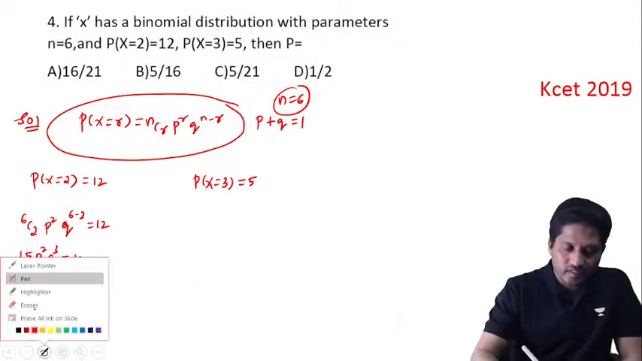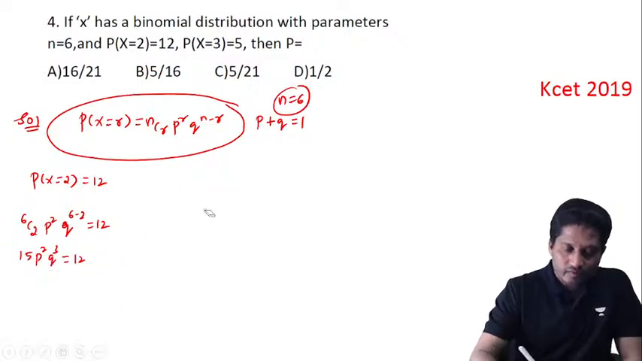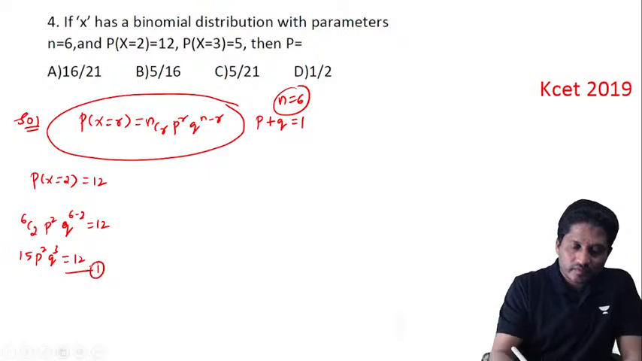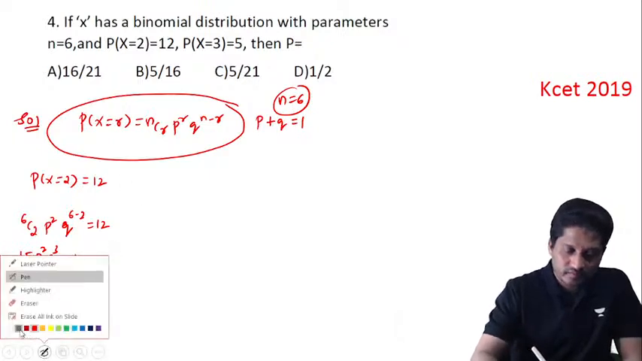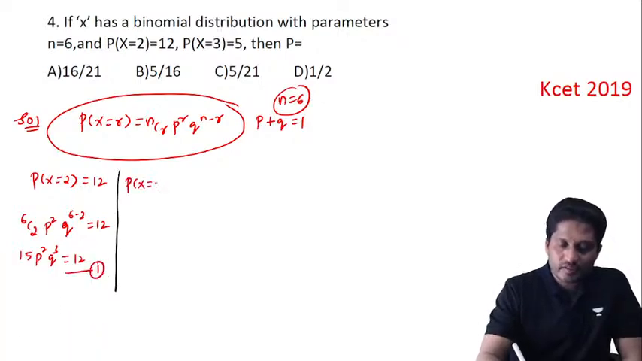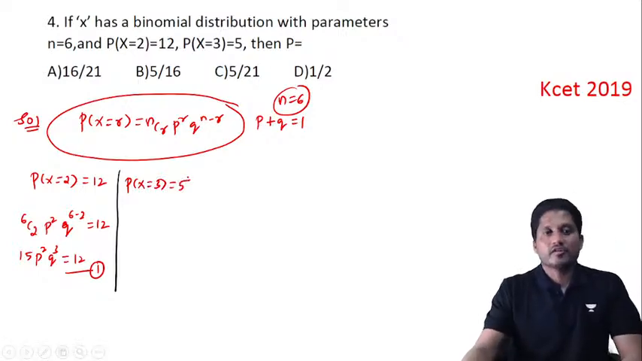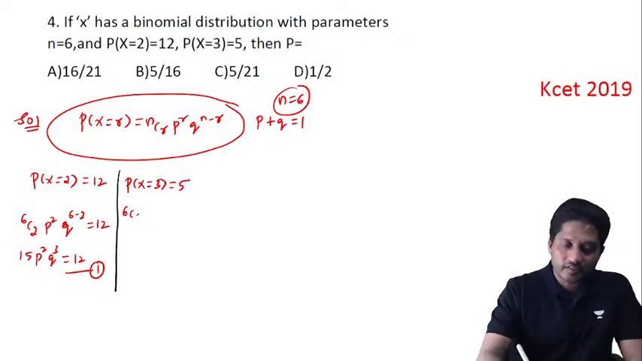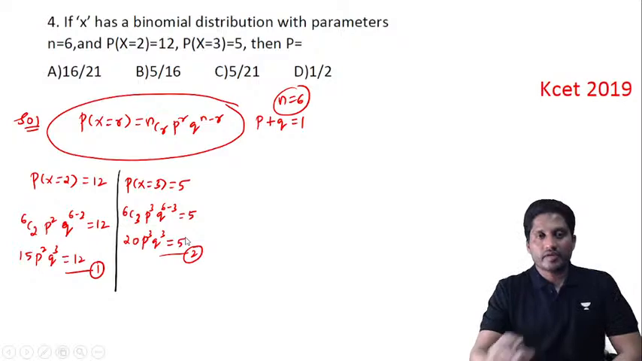Right, you call this equation 1. And then P of x is equal to 3 is equal to 5, right? So P of x is equal to 3 is nCr, that is 6C3 p power r and q to the power of n minus r, that is 6 minus r, is equal to 5. 6C3 is 20 p cube and q cube is equal to 5. You call this equation 2. Now if I solve equations 1 and 2, I will get a relation between p and q.